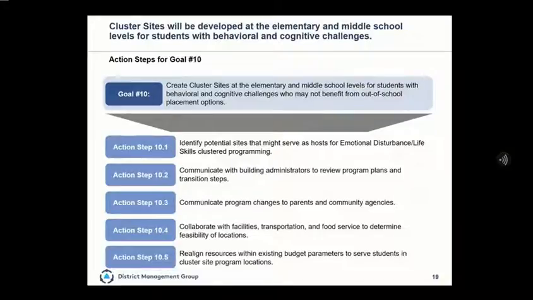The last one is developing the cluster sites. We do have about 8 to 12 students at each level, so elementary, middle, and high school. We currently have a high school cluster site at East for students with low cognitive ability and social emotional concerns. We are looking at having another site at elementary, or a site at elementary and one at middle school, because we are seeing that we have students across our district that are really needing a lot of support.